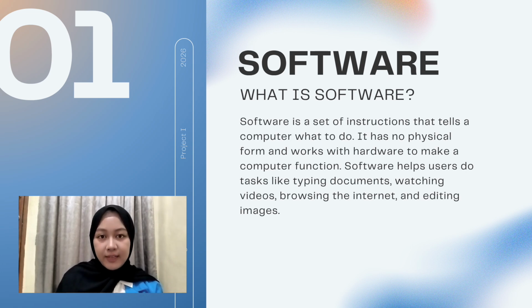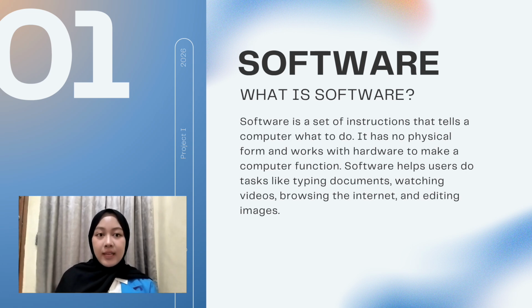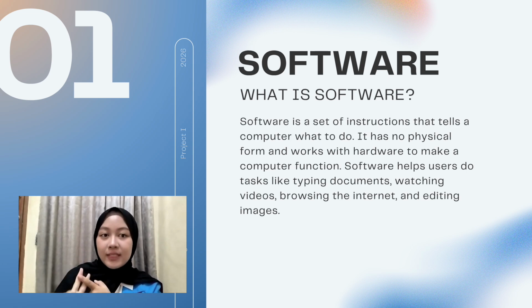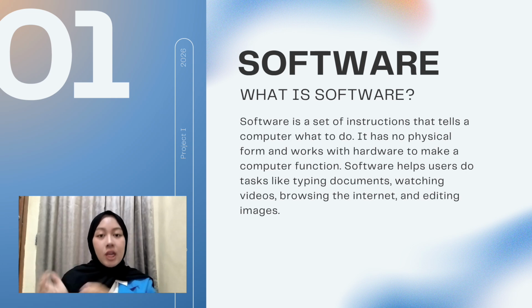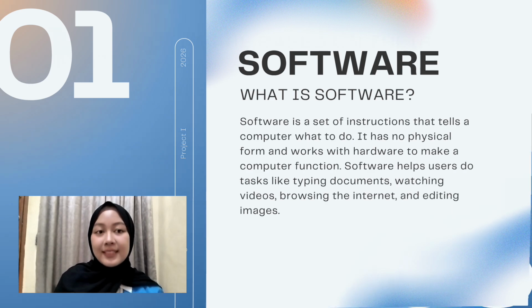Starting from software, software is a set of instructions that tells a computer what to do. It has no physical form and it works with hardware to make a computer function. Software helps users with tasks like typing documents, watching videos, browsing the internet, and editing images. So, software is a set of instructions without physical form that helps computer and user perform different tasks.